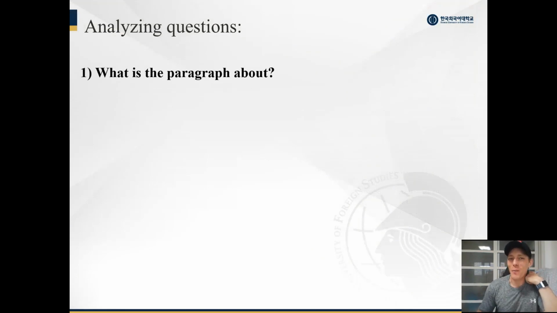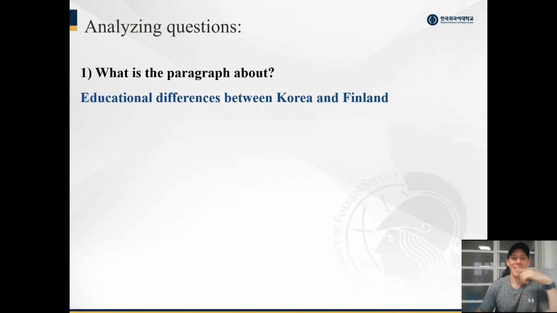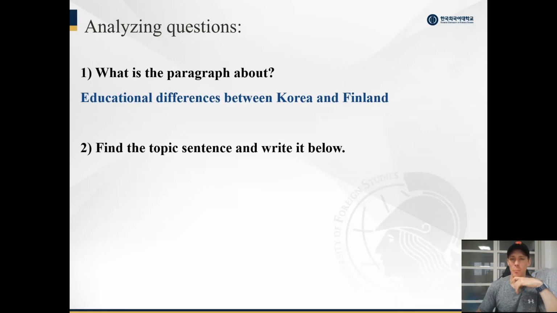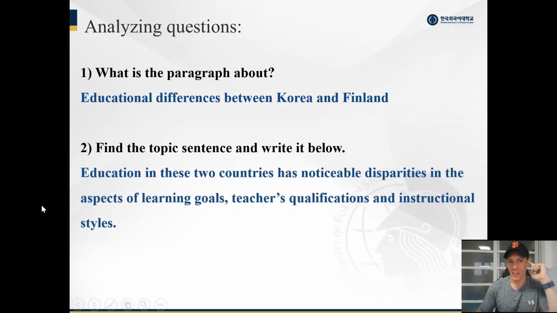The first one, number 1, what is the paragraph about? Super, super easy. Educational differences between Korea and Finland in the title. So easy. Number 2, find the topic sentence. Remember, at the beginning, what are they comparing? So education, comparing in these 2 countries, have noticeable disparities, differences in the aspects of learning goals, teacher qualification, instructional styles. They say the 3 things they're going to look at in the essay. So easy.